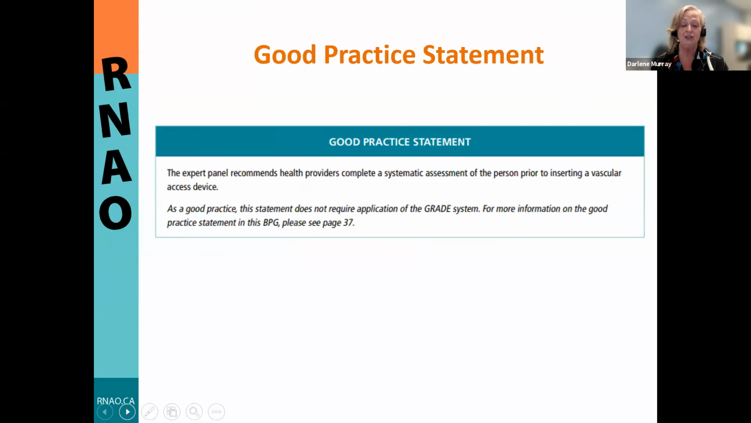As Christine mentioned earlier, this is a good practice statement, which means it's not based on the systematic review of the evidence. Conducting an initial assessment of a person before developing a plan of care or any intervention is a standard of professional practice. As such, a systematic assessment of a person prior to having a vascular access inserted is good clinical practice. The practice notes in this area provide 4 main elements of assessment.